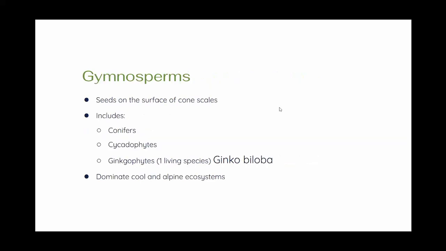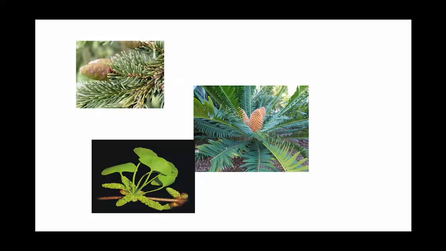Gymnosperms. Alright, my bad. They have seeds on the surface of the cone scales. Examples could be conifers, cycads, ginkgos. They dominate in cool and alpine ecosystems thanks to their adaptations, the needle-like leaves that reduce water loss. And we can see here, very needle-like leaves, essentially no water loss.